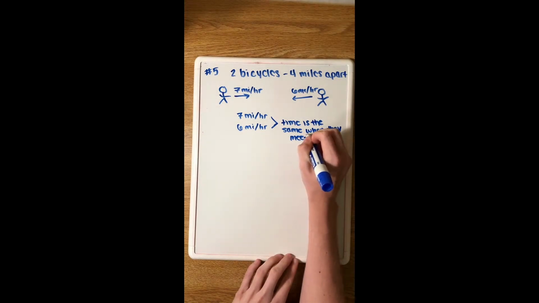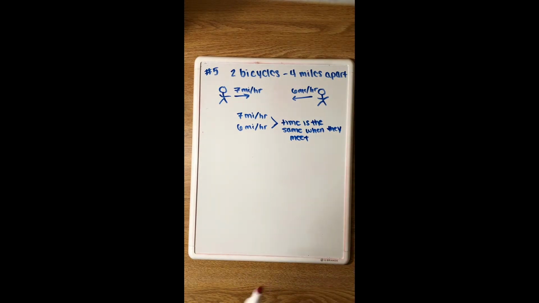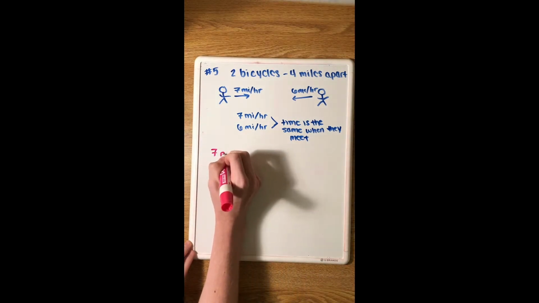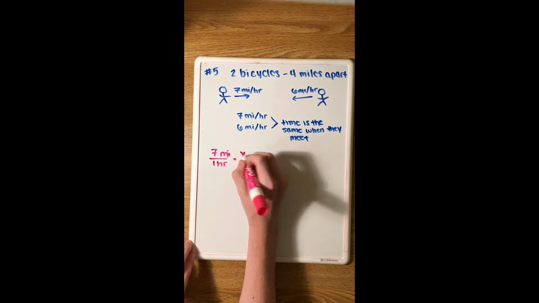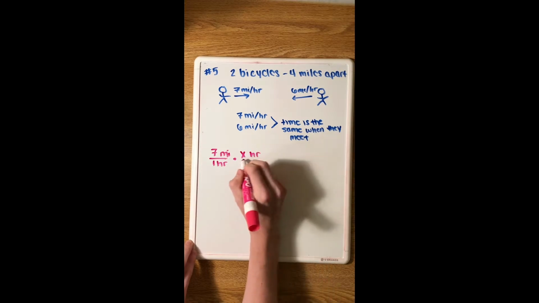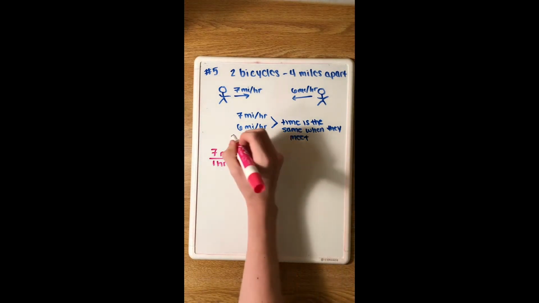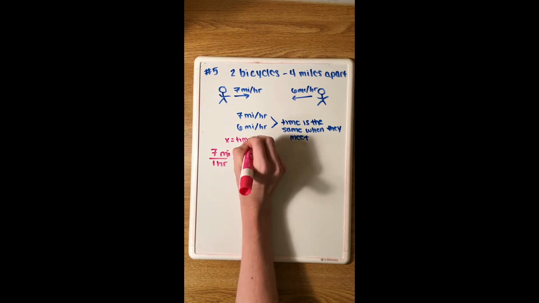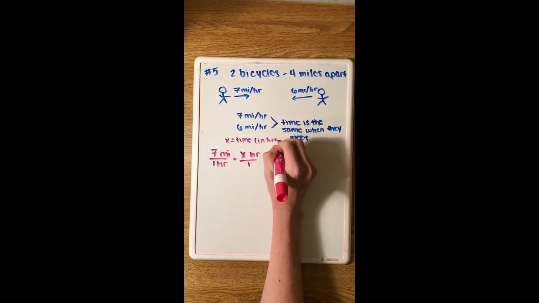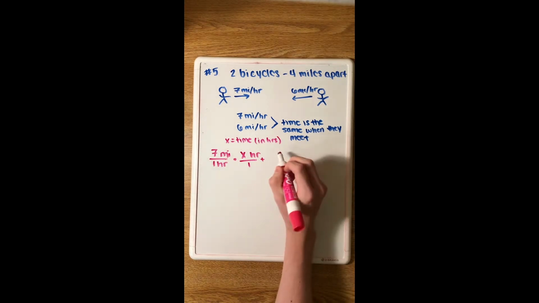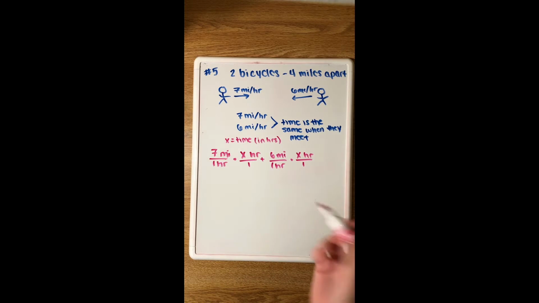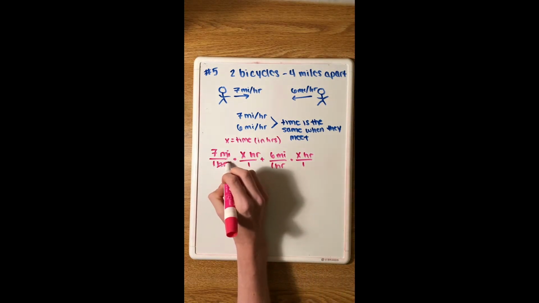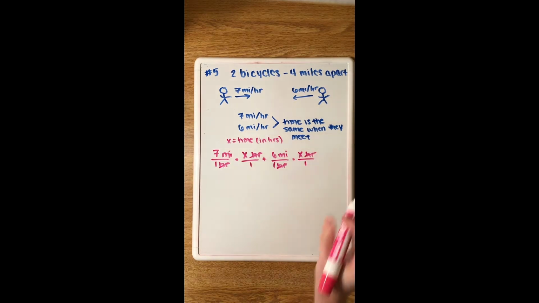Okay, so to do this, we're going to set up an equation. So we know that we have one going at 7 miles per 1 hour, and they're going to be going X amount of hours. And this is just to let us figure out the time. So we're going to have X is equal to our time, and in this case, it's in hours. And we also know that we have someone going at 6 miles per 1 hour for that same time, so we can use the same variable. And when you do this, the hours are going to cancel, so all you're left with is the miles.